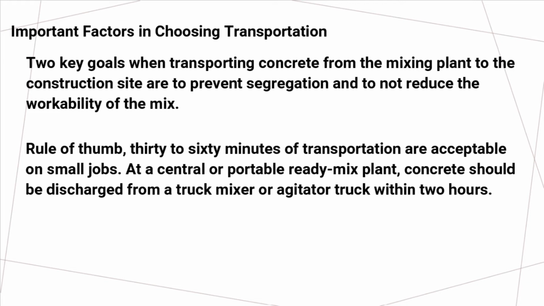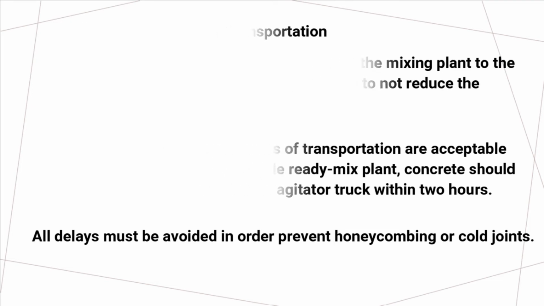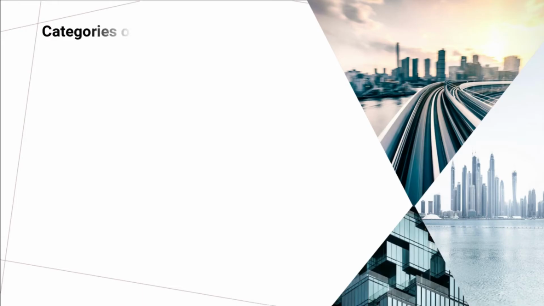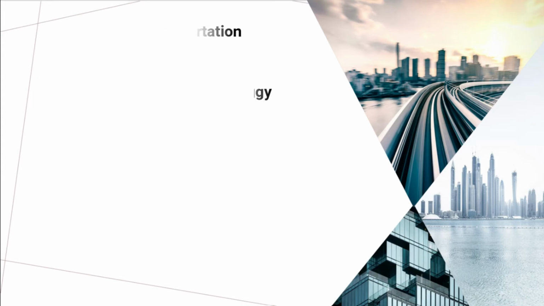At a central or portable ready-mix plant, concrete should be discharged from a truck mixer or agitator truck within 2 hours. If non-agitating transporting equipment is used, this time is reduced to 1 hour. All delays must be avoided in order to prevent honeycombing or cold joints. Categories of transportation. There are many modes of transportation as shown below: wheelbarrow or motorized buggy, truck mixer, bucket or steel skip, chute, belt conveyor, concrete pump, pneumatic placer.